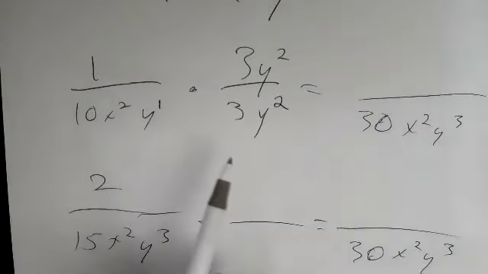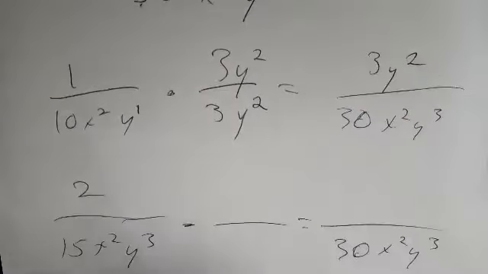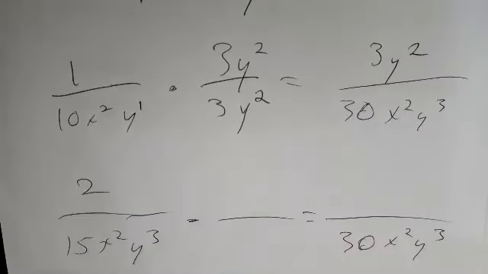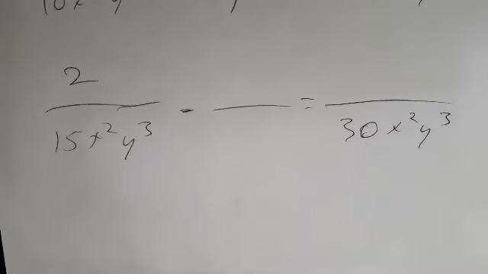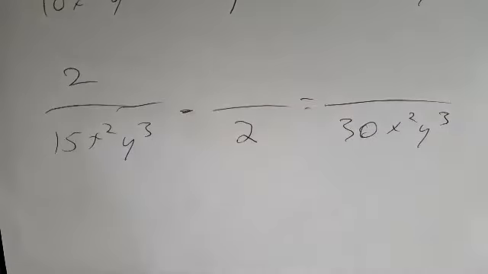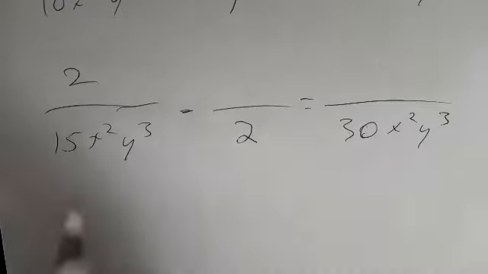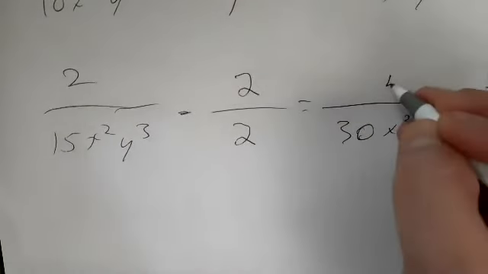And if I multiply the bottom by this crazy thing, I've got to also multiply the top. 1 times that is going to be, and there's my crazy improper fraction, like my 3/6. Okay, 2 over 15x squared y cubed. I want to go from 15 to 30. In order to do that, I've got to multiply by 2. X squared to x squared is good. Y cubed to y cubed. We are there. If I multiply the bottom by 2, I've got to multiply the top by 2. 2 times 2 is going to give me 4.